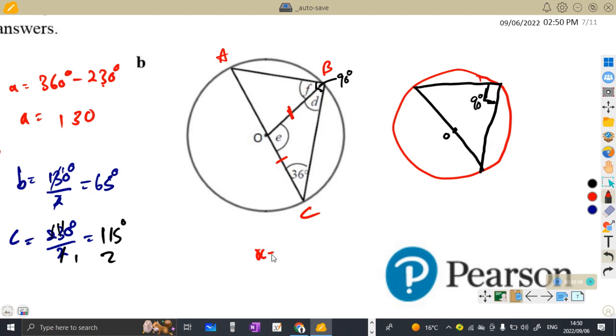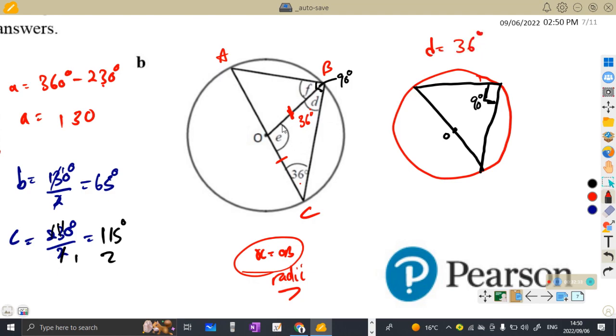So OC is equal to OB. I'm just indicating what we have got in this case. So these two, that is the radii concept. If these two are equal, then the base angles are actually equal. That is 36 here, opposite this side, opposite this angle. So this angle will also be 36 degrees. So that means we've got our D in this case. D is going to be 36 degrees.